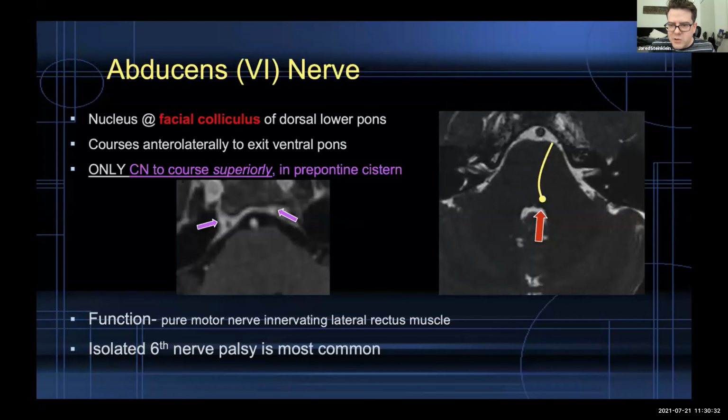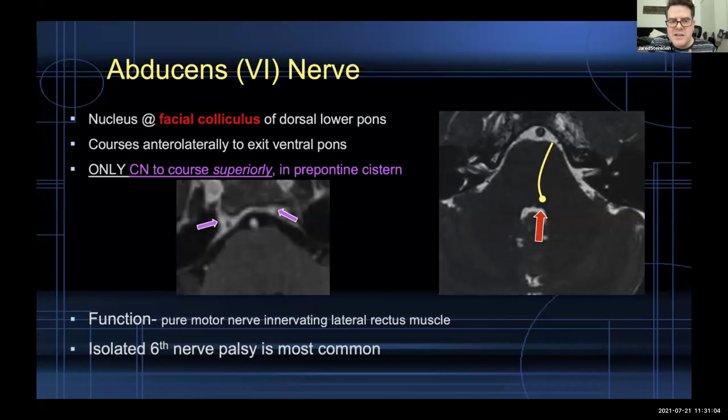Again, from nucleus to end organ, you can see the red arrow points to the facial colliculus region of the brainstem, of the pons specifically. And the nerve fibers course anteriorly and exit out. On the left image, you can see the arrows, sorry, they got shifted a little bit, but that little black filling defect, look at the left purple arrow. That's the sixth nerve in a background of CSF. So it's the only nerve to actually course superiorly, and that's why it can be injured.